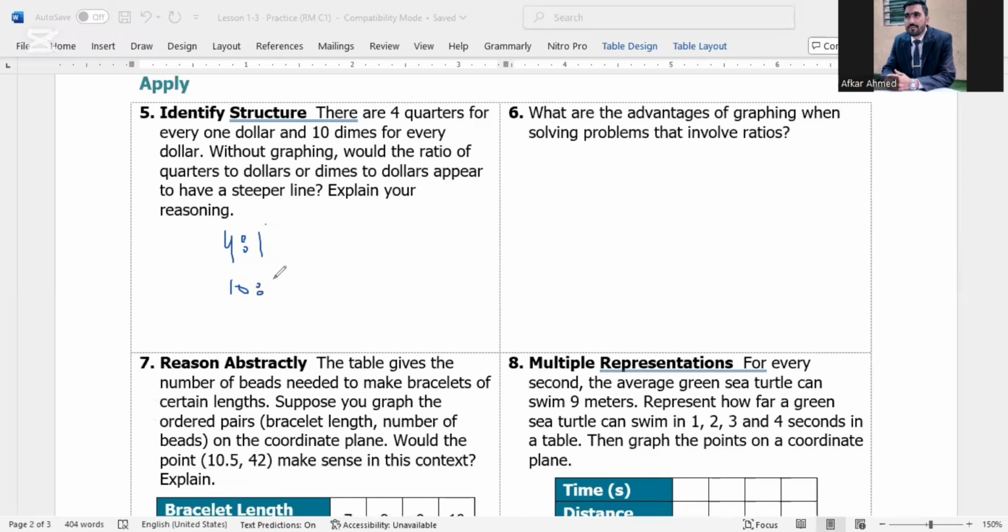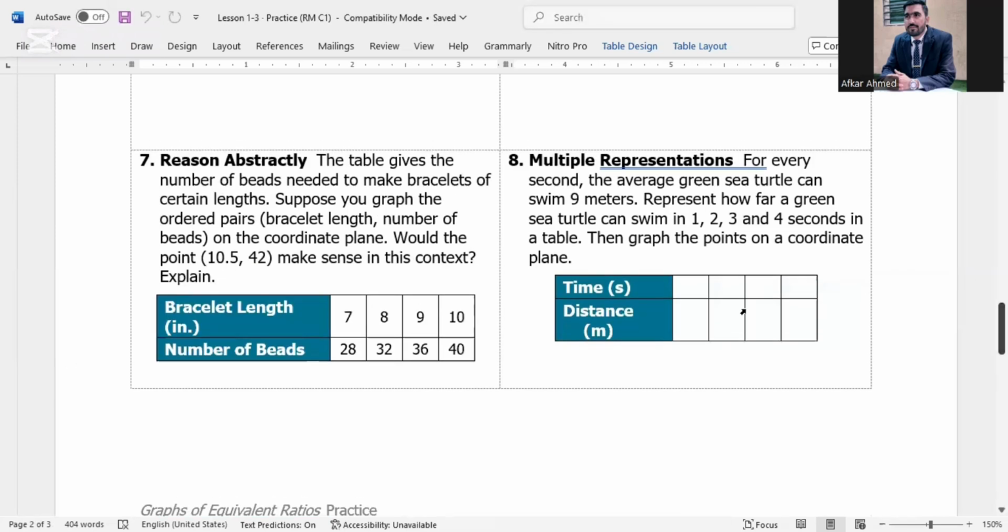Two ratios are given. Which one has the steeper line? He's asking. Steeper line means the one that has more height from the x-axis. So it's clear that for $1 this is 10 dimes, and for $1 there are four quarters. So which one has the more value? 10:1, and 10:1 we are using for dimes to dollar. So we can say dimes to dollar will be the steeper line, because this number, 10, is more than the 4. And he's saying you don't need to make the graph. So this is just the answer for this question. Same, we will move toward question number 7 and 8.